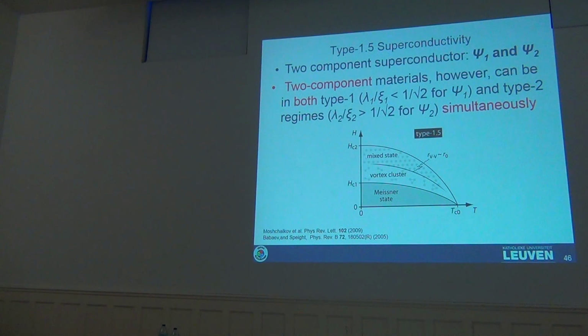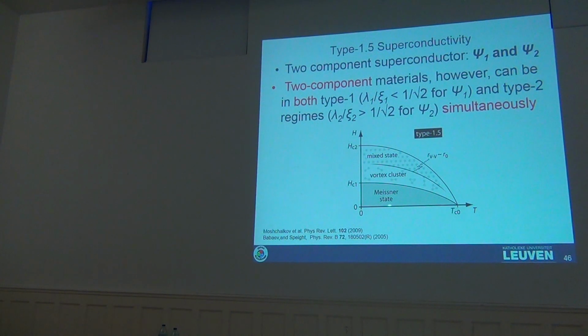two-gap material, where you should first introduce two wave functions, two order parameters, one for one subband and one for another, and introduce coupling between them, then you may have a unique situation when both conditions are simultaneously fulfilled. So one subband will be in type 1 regime, while another may be in type 2.